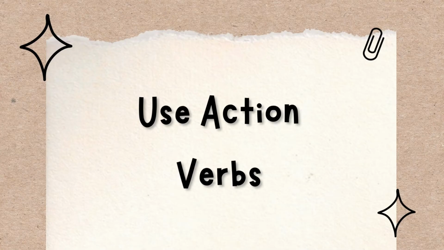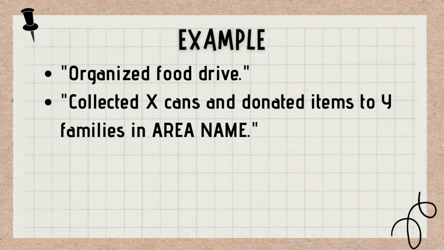And then my other main tip for the activity section is to use strong action verbs when you are drafting these descriptions. For example, say you are volunteering at your high school and then in the activity section description you say, I organized a food drive. That is very, very vague. It doesn't really tell me much about what you did, what was your role, how did you make an impact in this activity, but instead be more specific, use some more action verbs, and instead you could say something like collected X number of cans and donated items to Y families in town.